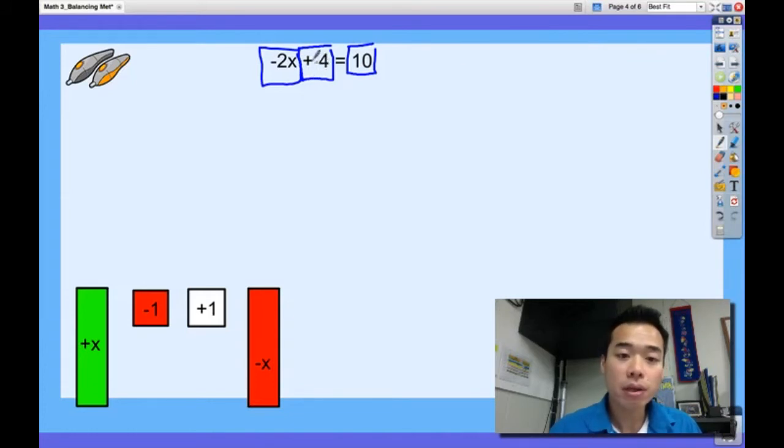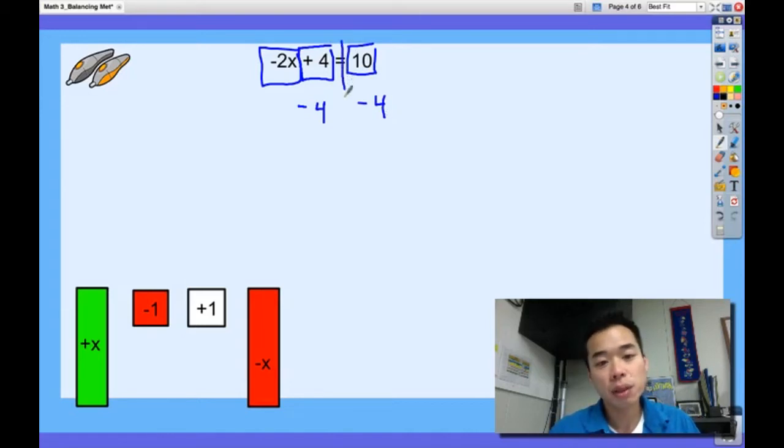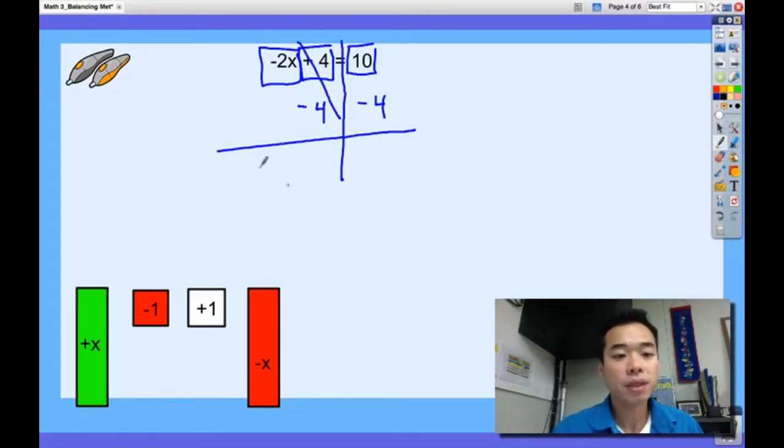The first thing I need to do is get rid of whatever is farthest away from my variable. Here's a positive 4. So I'm going to do the additive inverse of positive 4, which is negative 4, on both sides. Whatever you do to the left side, you have to do to the right side. Think of it as splitting down the middle. I always like to draw my line underneath and then cancel out whatever cancels out. Bring down everything else that you didn't touch, and now I have 10 with negative 4 is 6.